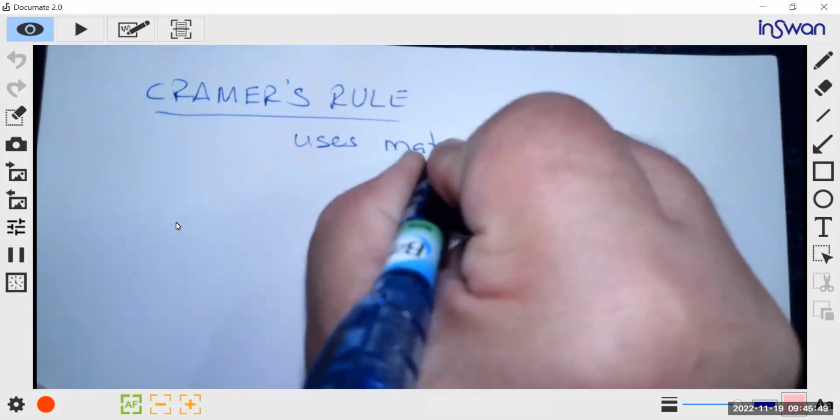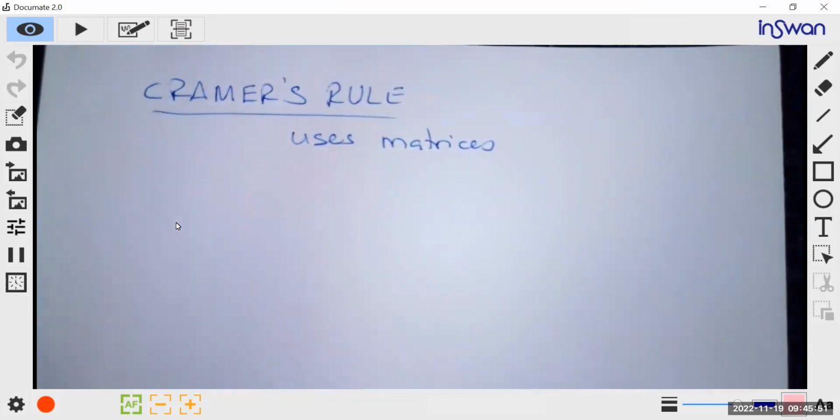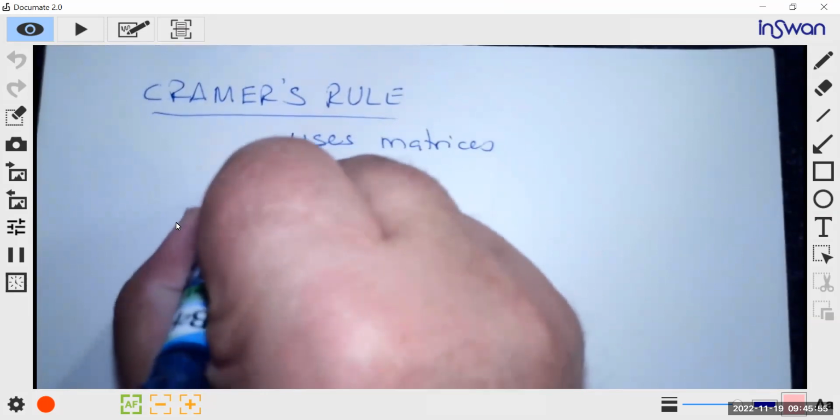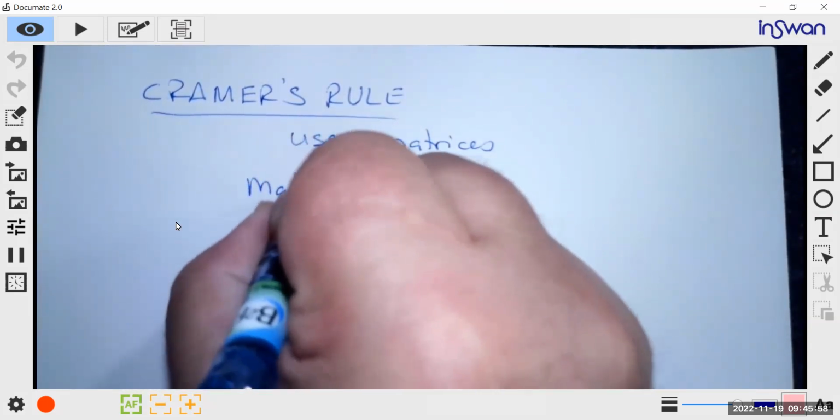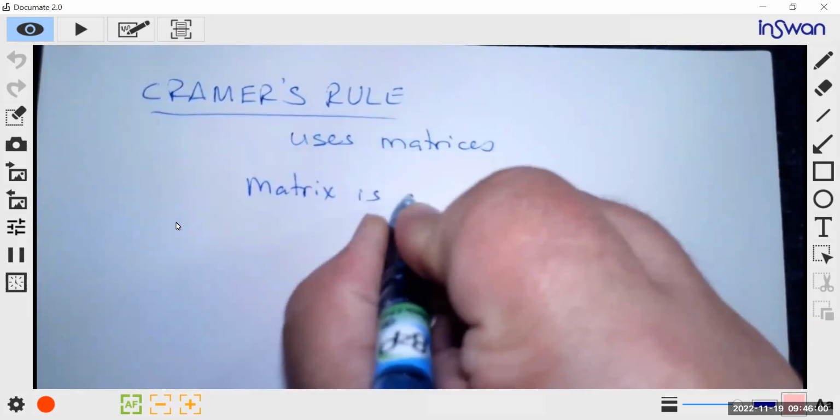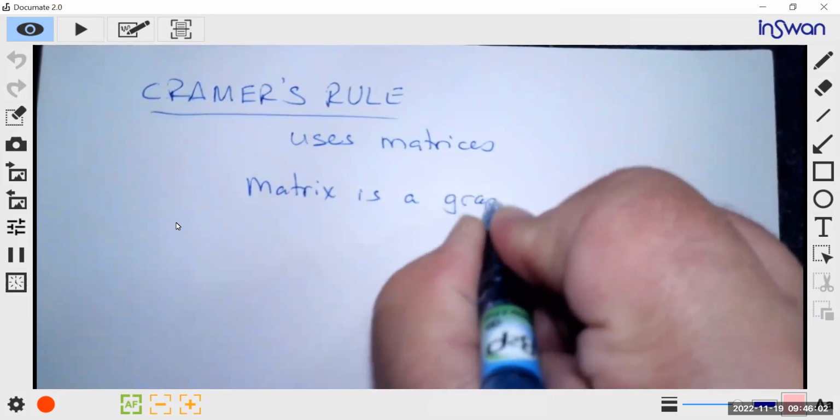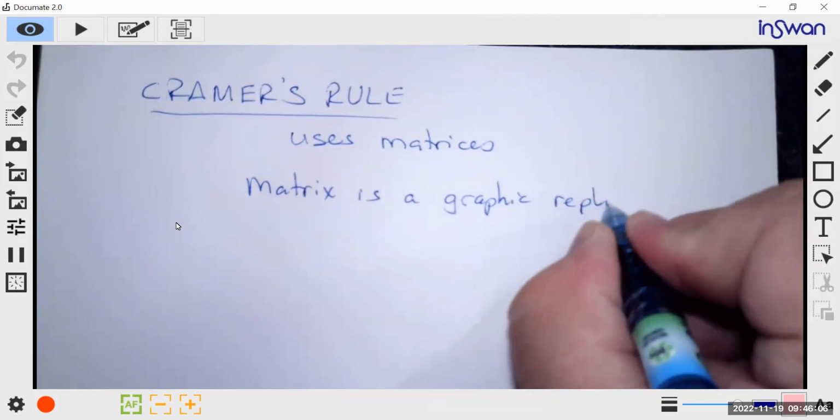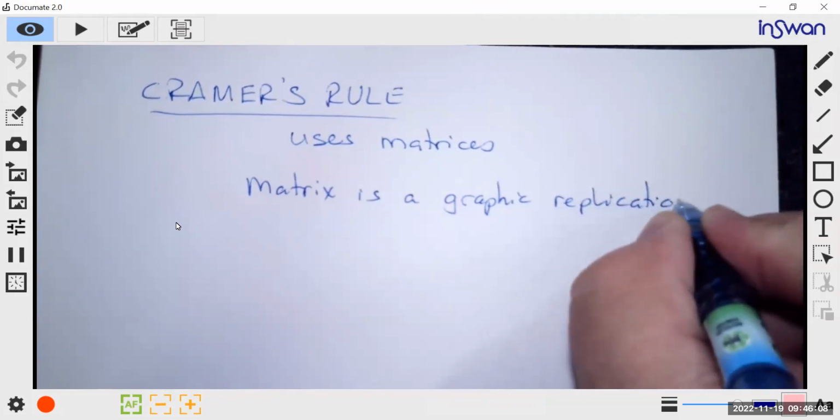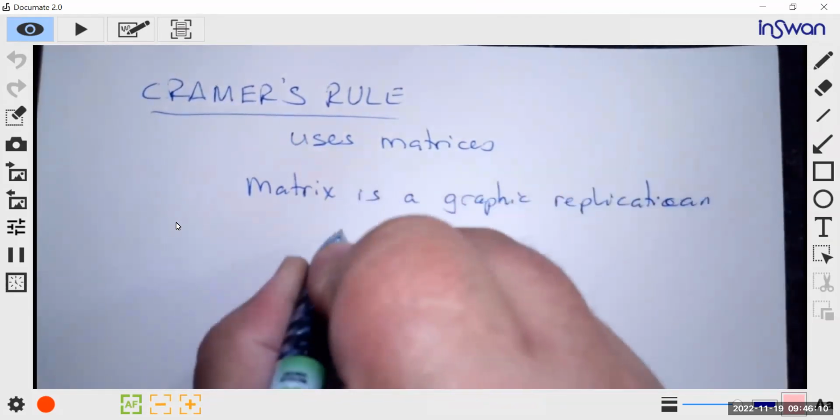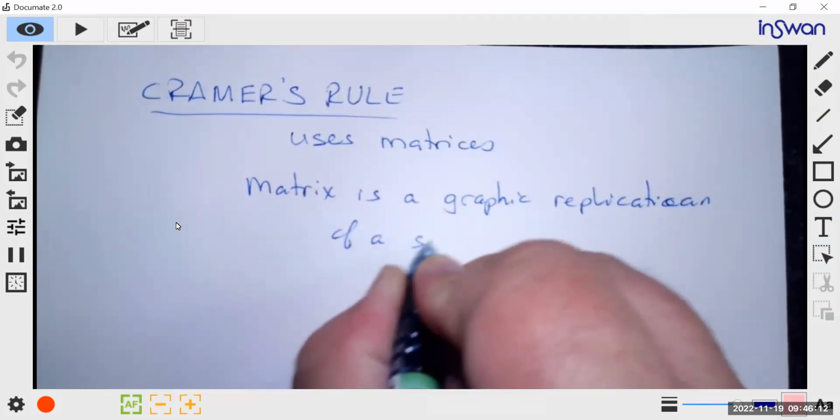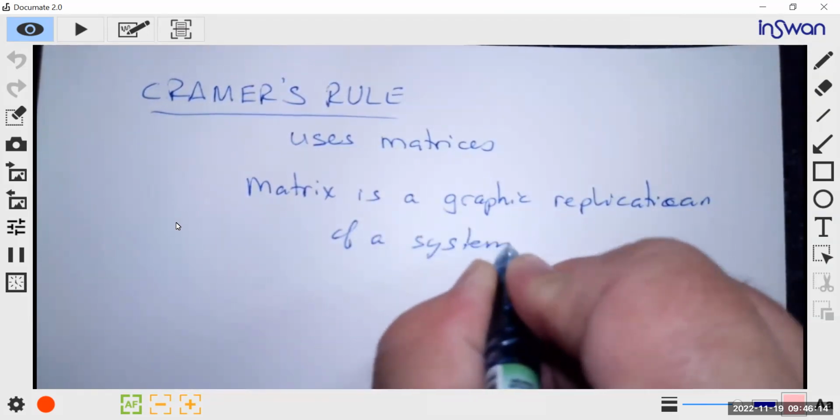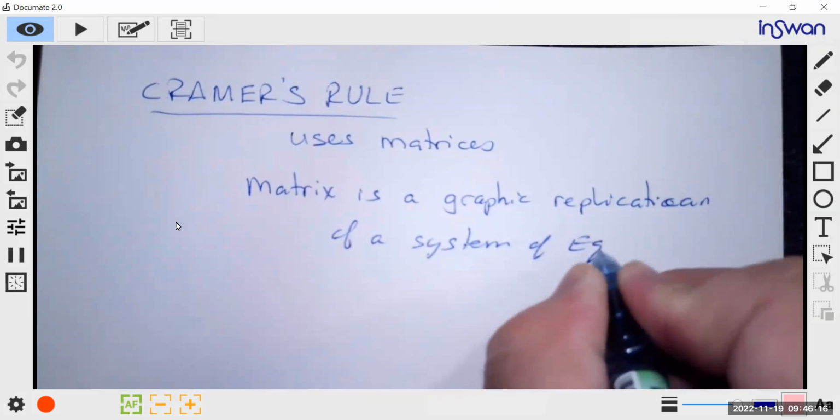It uses matrices. What is a matrix? A matrix is a graphic representation of a system of equations.